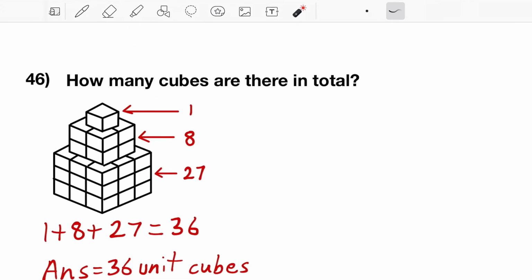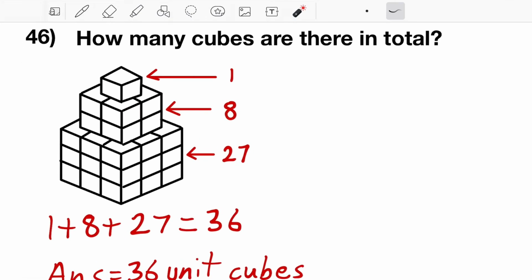Number 46. For this one, we have to use our imaginations. How many cubes are there in total? So the top layer, or the top square, we can see it's 1. The middle square is comprised of 1, 2, 3, 4 in front and 4 behind. So that's 8 unit cubes.